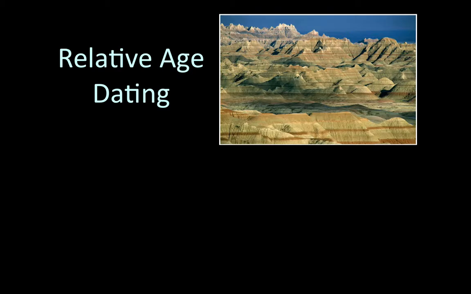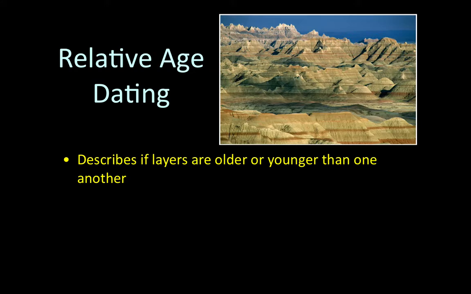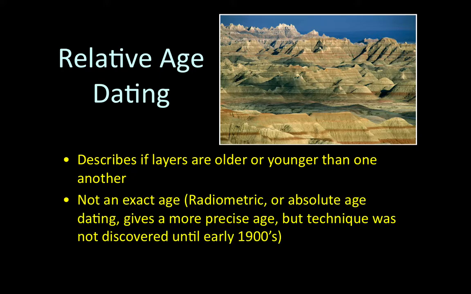People then began to determine relative ages of layers on the Earth. Relative age dating is describing, if you see various rock layers, which ones are older or younger than other ones. So it's not an absolute age, it's not a numeric age. We'll see that later. It's called radiometric or absolute age dating. This is just determining if a layer is older or younger than another layer.